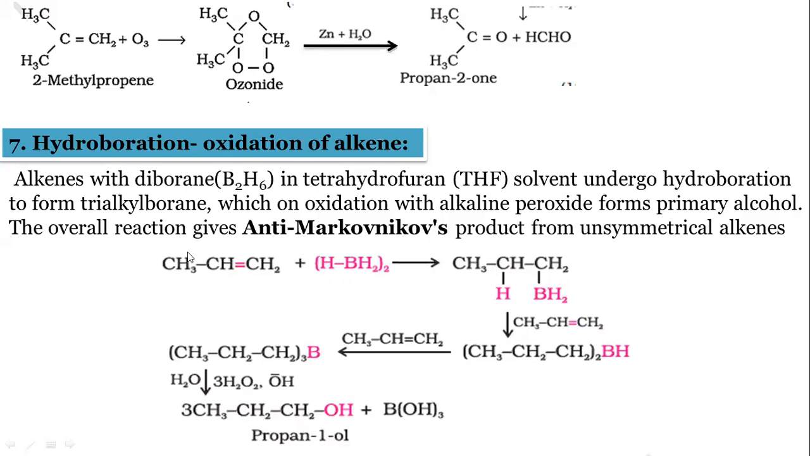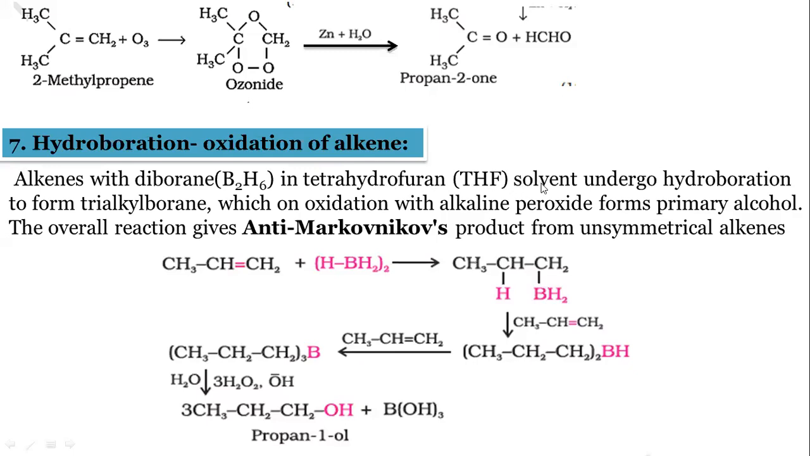I will explain. So what does hydroboration mean? Hydroboration means the addition of diborane. Diborane is a compound having the formula B2H6. Capital B indicates boron. B2H6 is called diborane. Di means two boranes are there, in tetrahydrofuran. Tetrahydrofuran is a solvent. THF is the short form.